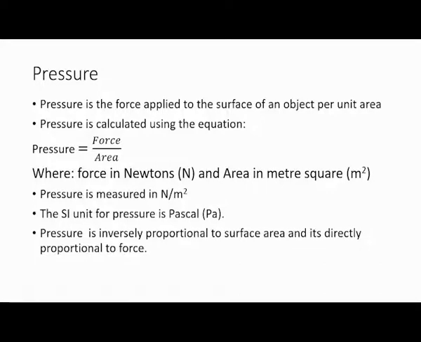The unit of pressure is Newton per meter squared, since force is measured in Newton and area is measured in meter squared, but sometimes the area can also be in centimeter squared. The SI unit, the standard international unit for pressure, is Pascal. It should be noted that 1 Pascal is equal to 1 Newton per meter squared.